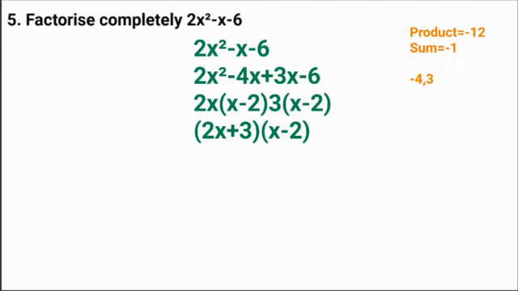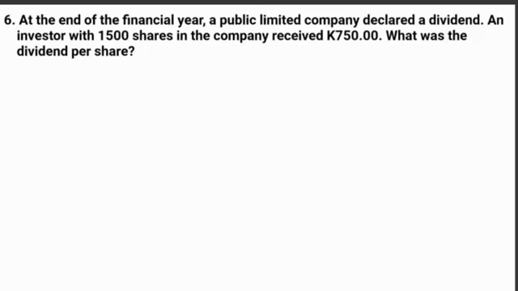Now, once I've done that, that means we have factorized the expression completely. So factorizing 2x squared minus x minus 6 will give us open bracket 2x plus 3 close bracket open bracket x minus 2 close bracket. So when you expand that, it's going to give you that expression there. Okay, if there are no questions, we go to the next question.